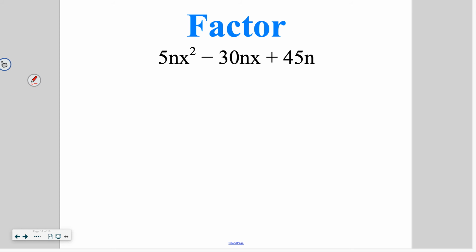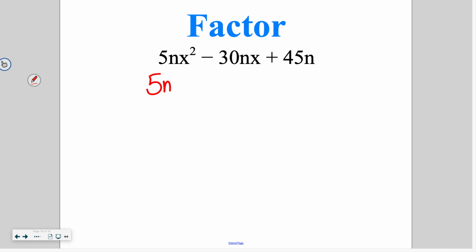Another thing you want to do, so we're looking at this one right now. We have 5nx squared minus 30nx plus 45n. Right now, this does not look like a perfect square trinomial because we can't square root 5. But one thing you might need to check on some of these problems is, can you take out a GCF, that greatest common factor, first? So if I'm looking here, all of these can be divided by 5, and they all have an n.